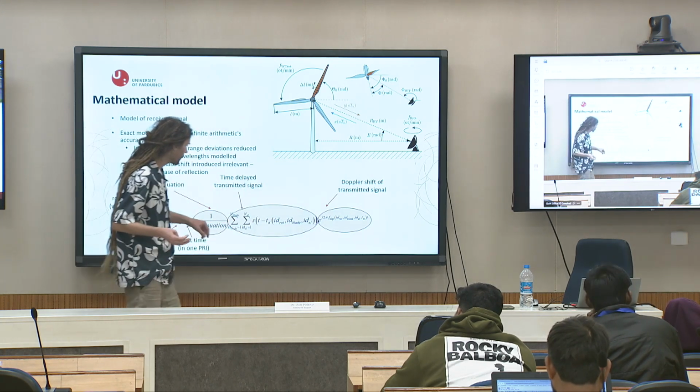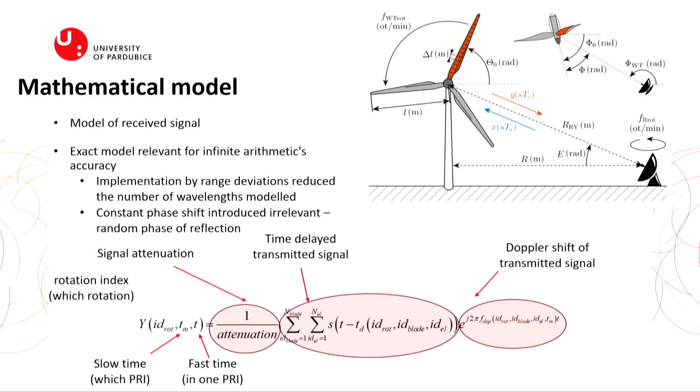And check, there is the received signal, and the received signal depends on S(t). So what is S(t)? It is the originally transmitted signal, but the received signal is the transmitted signal minus the time delay, exactly. But the time delay depends on the ID of rotation, the ID of blade, and the ID of element.